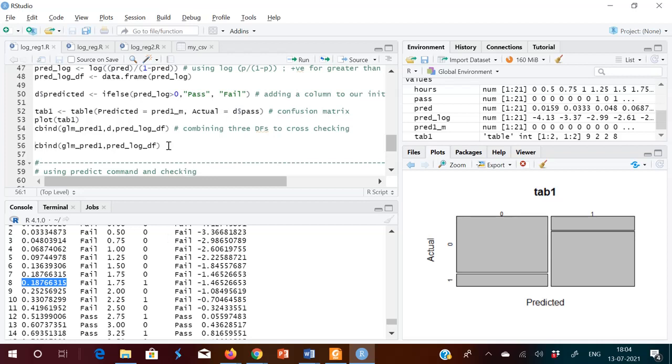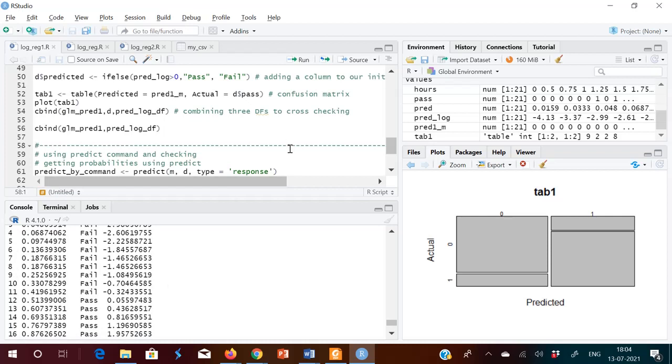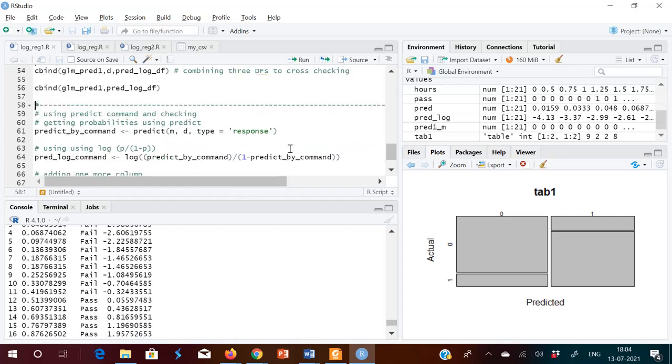Okay, this I just combined 2 data frames only. I discarded the initial one, so you can see. So now what I'm going to tell as a new topic is using the predict command.